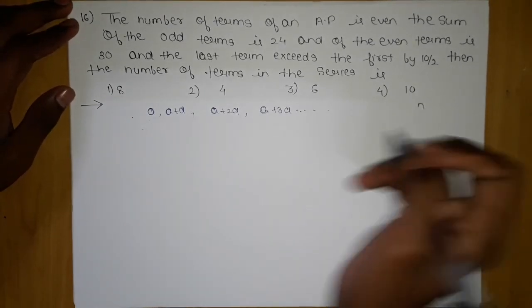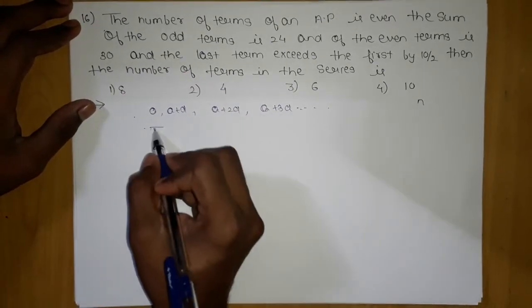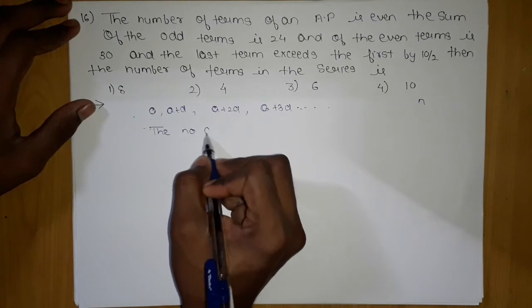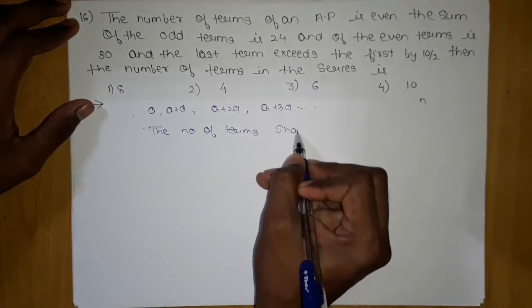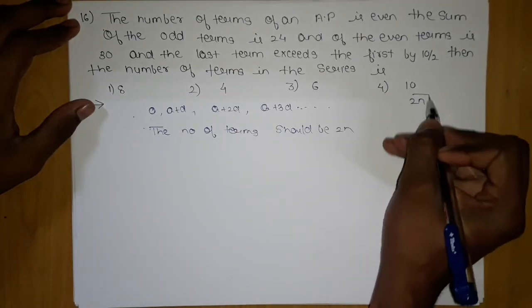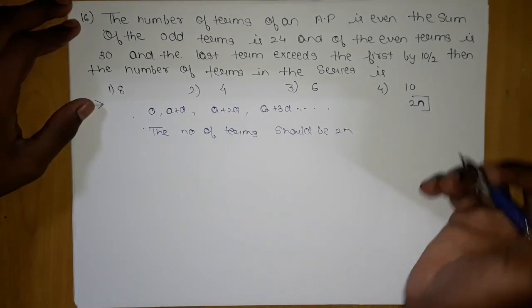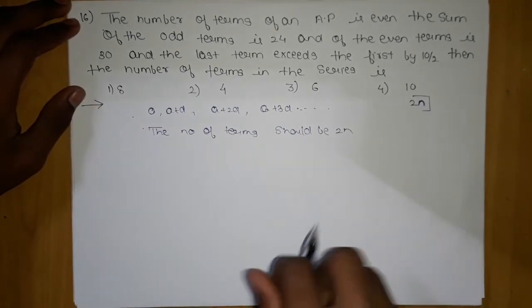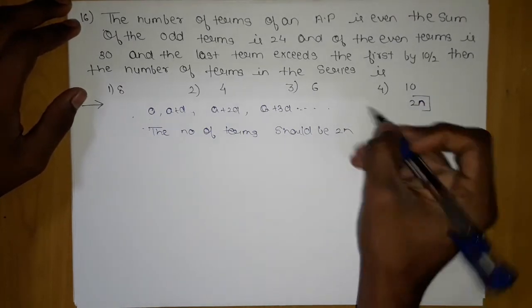Now what they are telling is that the number of terms of an AP is even. So the number of terms should be what? It should be 2n. Then only it will be even. So the last term, the 2nth term, will be there in this AP. One more important thing: the language. I will tell you what I meant by the language.